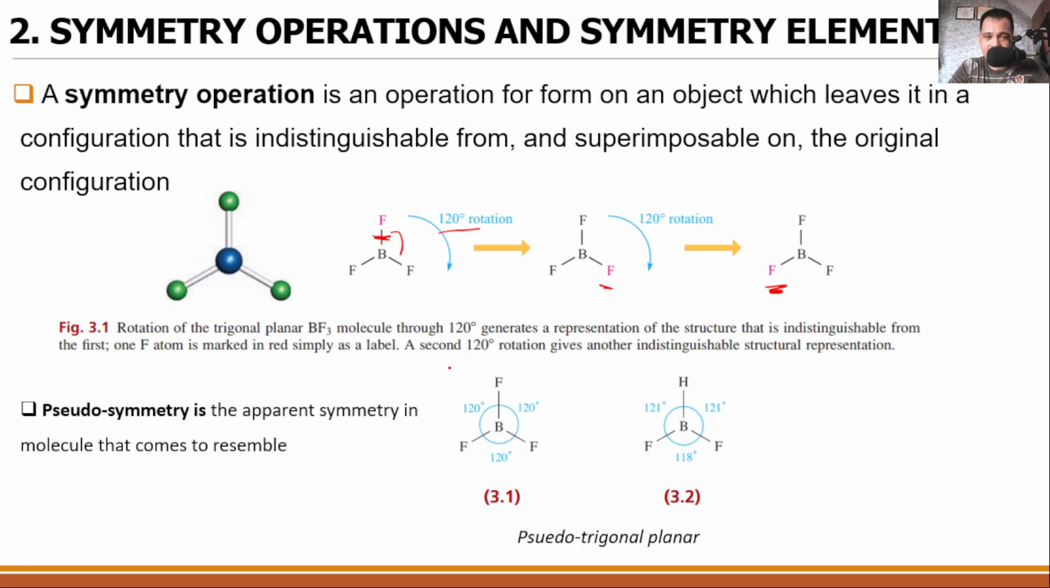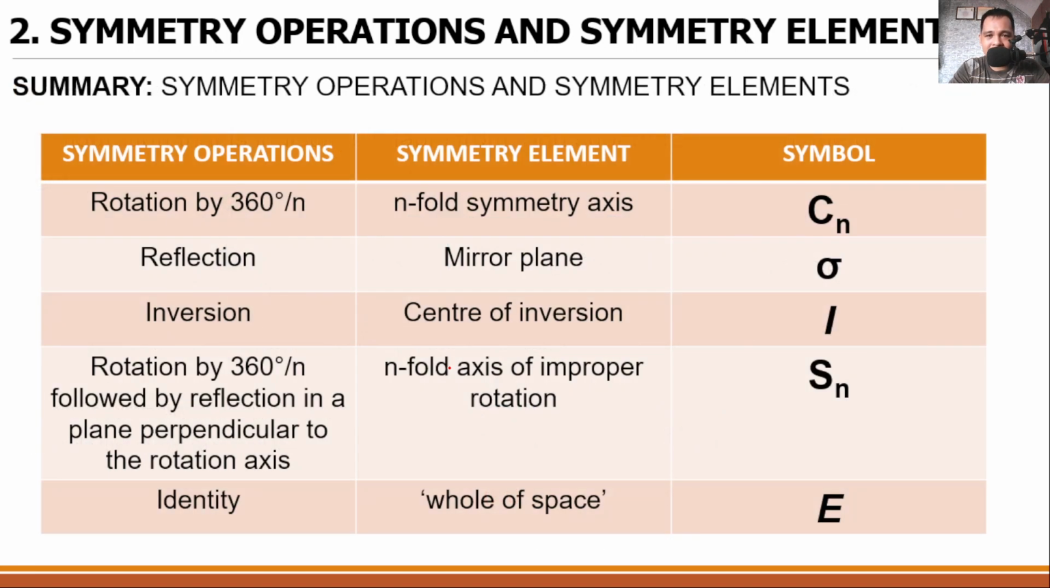So, the summary of our symmetry operations: we have the symbol Cn. These are the symmetry operations, the symmetry elements, and their corresponding symbols. Rotation is Cn, which is actually italicized.